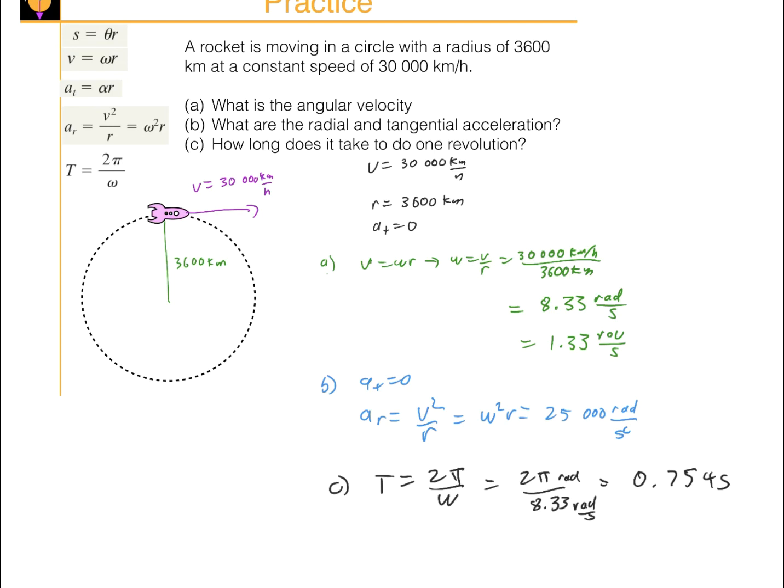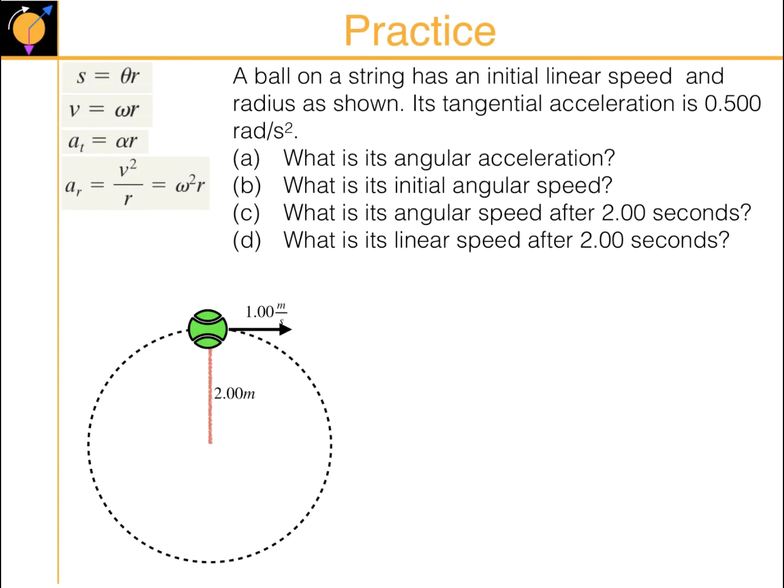Okay, so one more problem I'd like to do. And it is this one here. We have a ball on a string, and it has a linear speed of 1 meter per second, and it has a radius of 2 meters, and its tangential acceleration is 0.5 radians per second squared. So that means whoever's spinning it is sort of speeding it up as time goes along.